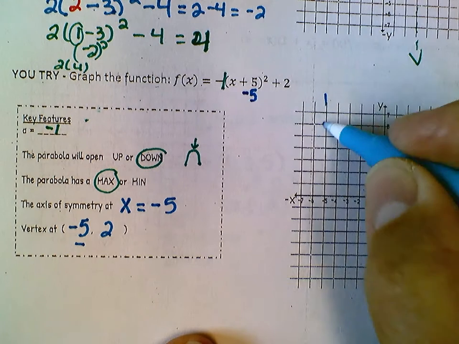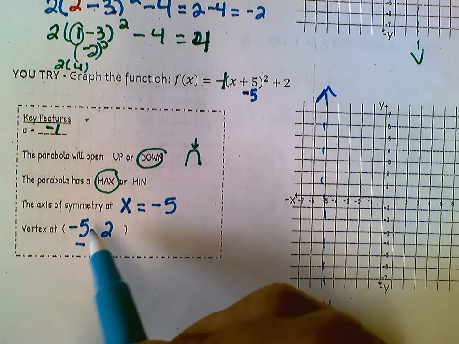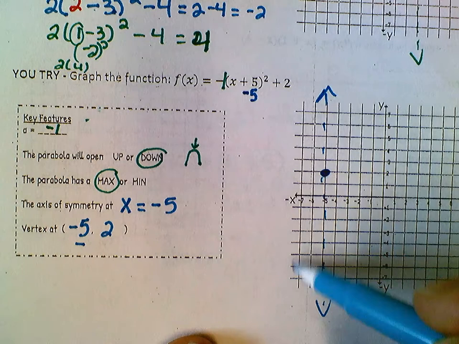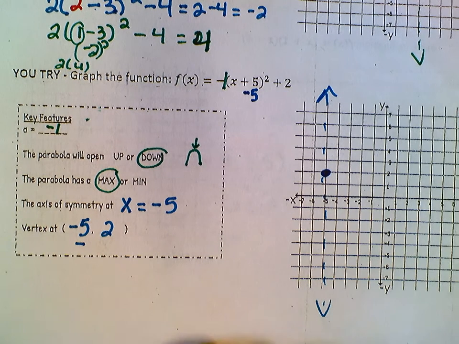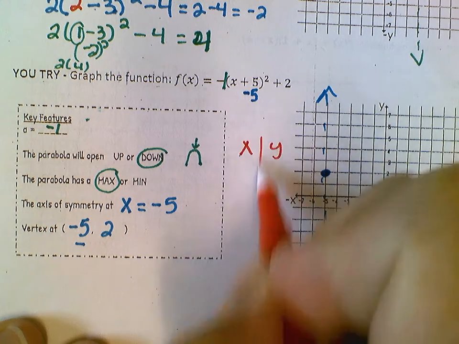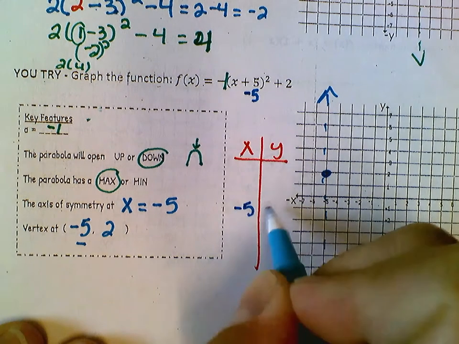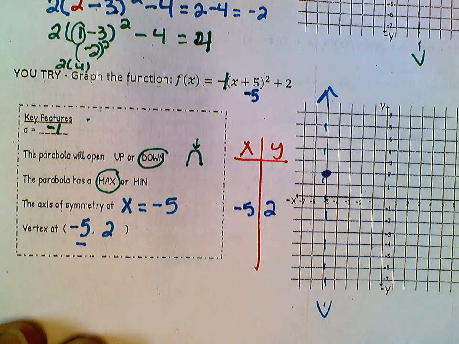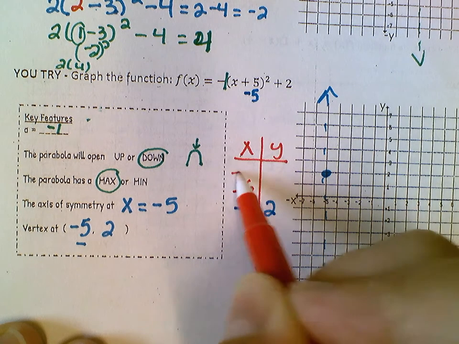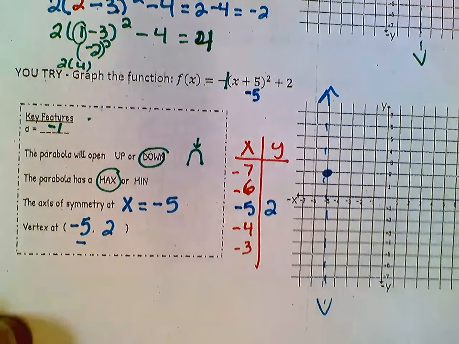So I go to -5. Here is my axis of symmetry. -5, 2 is my vertex, and I know that my parabola is going to open downward and go this way. So let me look at some more of those points. I'm going to put my vertex in the center of my table. And so I will pick -6 and -7, or -4 and -3.